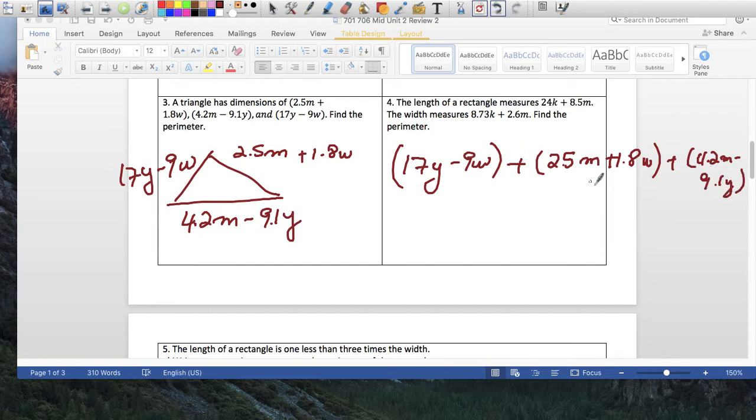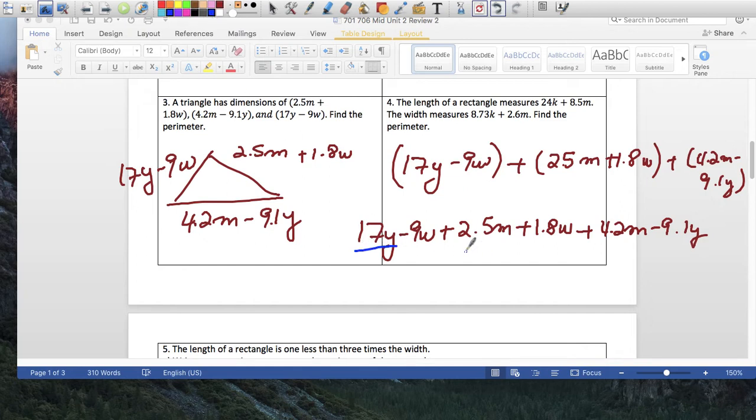So I have to remove the parentheses, but since they're all being added, everything's going to come out the same way. 17y minus 9w plus 2.5m plus 1.8w plus 4.2m minus 9.1y. So find your like terms. This is a y, and there's one y over here, so I'm going to write them together. So I get 17y minus 9.1y.